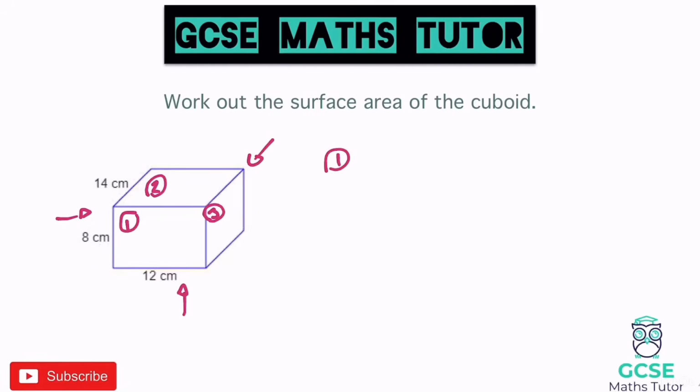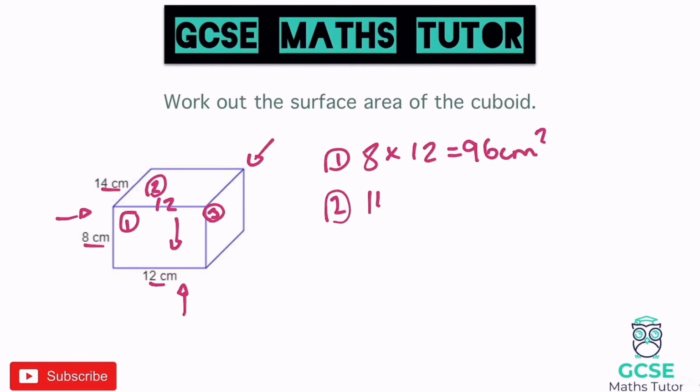I'm going to do the face number 1, which over here is 8 times 12. So 8 times 12 is 96 centimetres squared. Face number 2, the one on the top, we've got 14 along there, and it's not labelled, but this is 12 as well, the same as the bit below just down there. So that's 14 times 12, you've just got to work that out, and that's 168. So that's 168 centimetres squared.